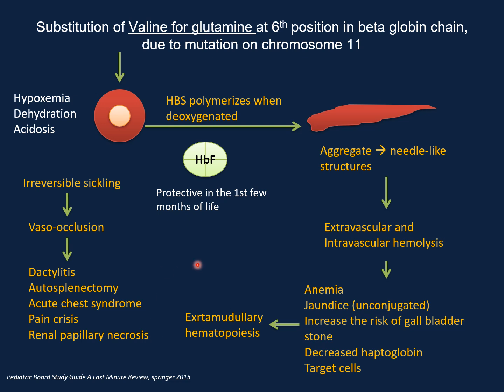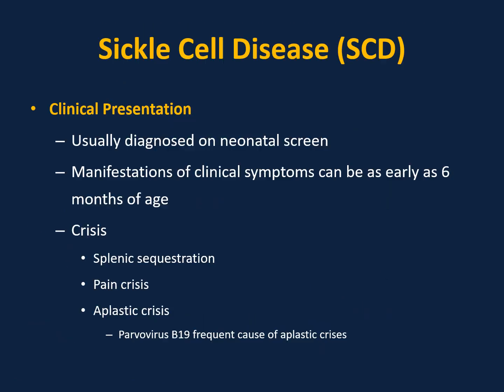This is a summary of how sickle cell disease presents. Again, if you have one mutation, it will be sickle cell trait, and usually they are asymptomatic. If you have two mutations, you will have sickle cell disease with hemoglobin S 90% or more, and this is the one that will have problems all the time. Sickle cell disease is usually diagnosed in the neonatal screen. Manifestation of clinical symptoms can be as early as 6 months of life because of the protective effect of hemoglobin F.